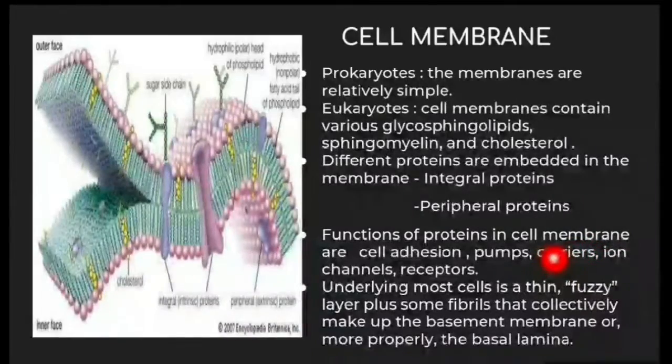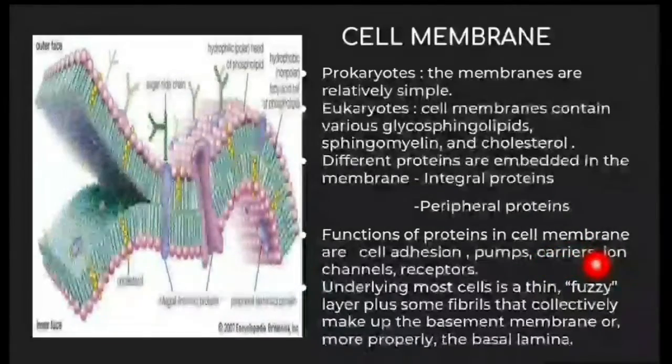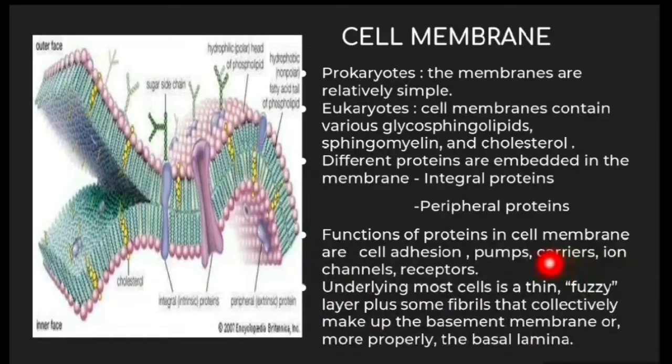Then the underlying layer of the cell is thin, with a thin layer of fibrils that is collectively made up of the basement membrane, or more properly the basal lamina. So below the cell membrane you have a very thin layer which is called the basal lamina.